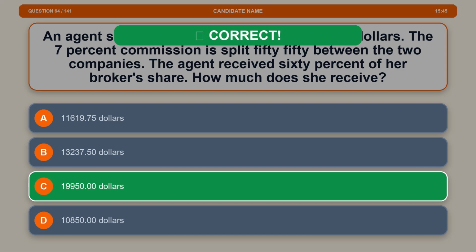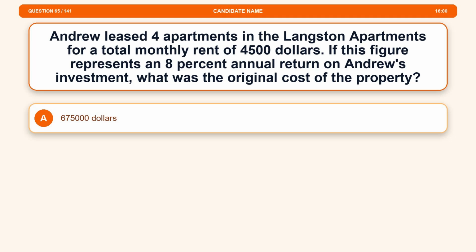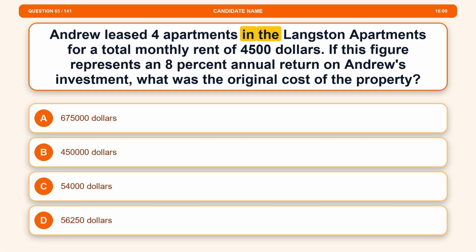The correct answer is option C, $19,950.00. The agent received 60% of her brokerage's share. 33,250 times 0.6 equals 19,950. So the agent will receive C, $19,950.